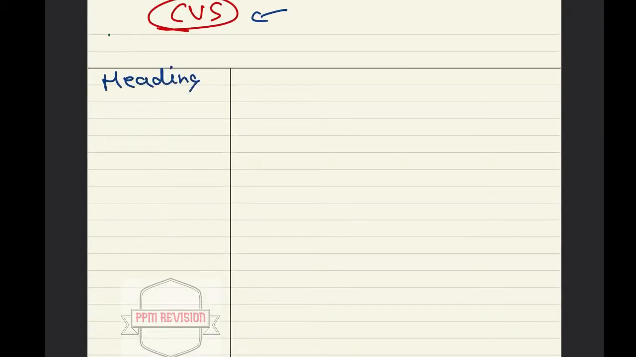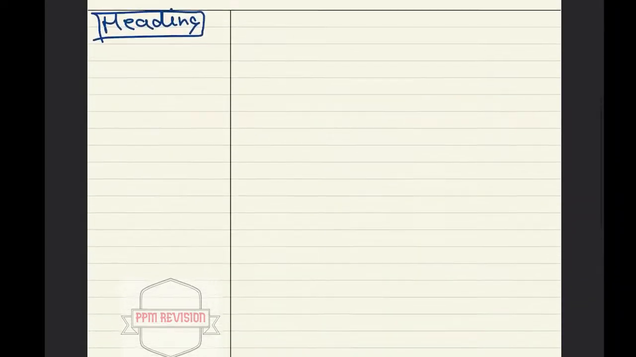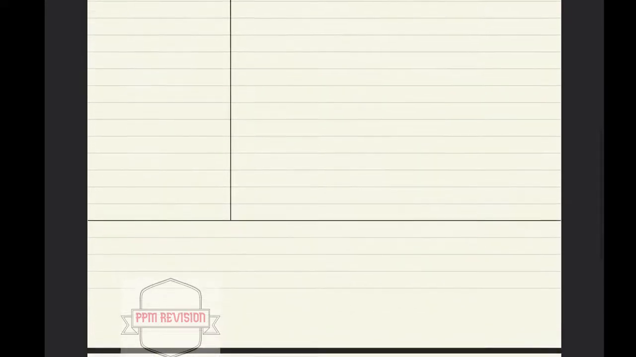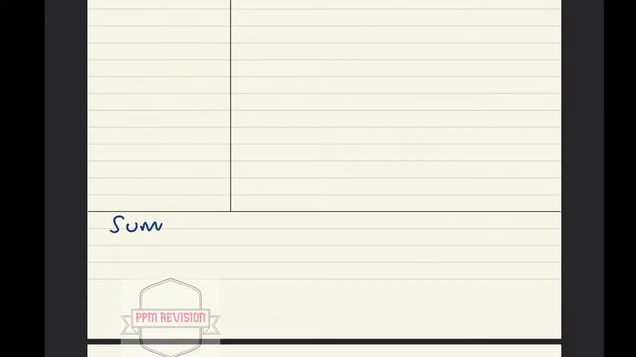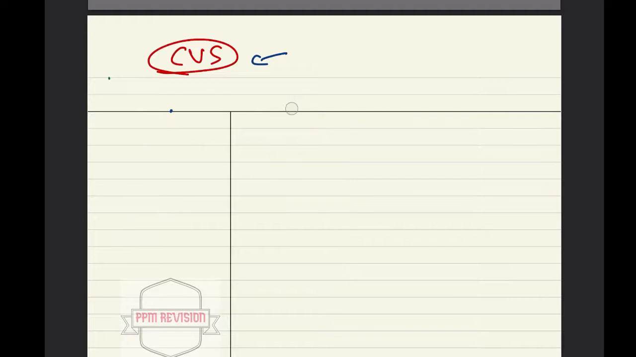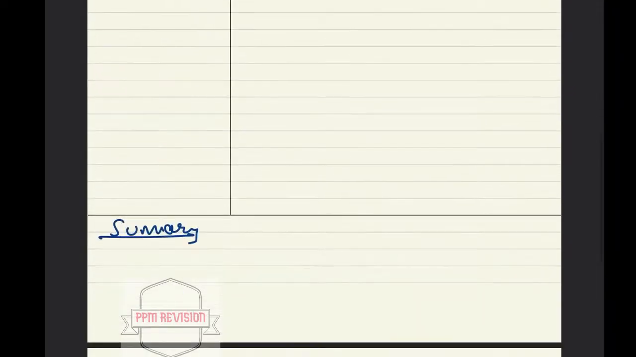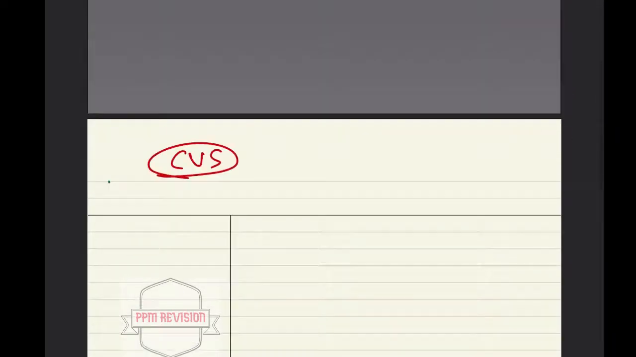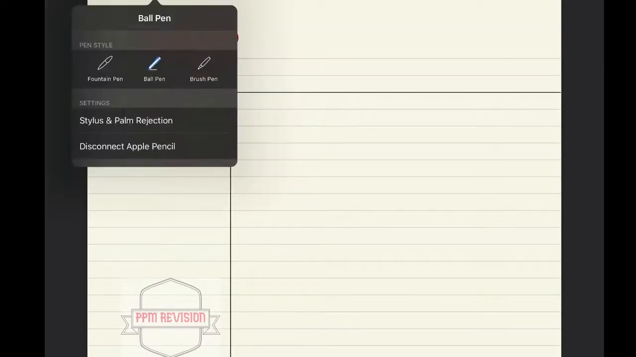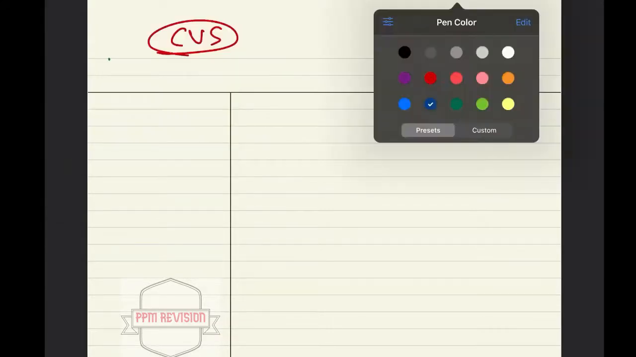This is called Cornell note taking, and here you'll have the main notes, and here there will be the summary to summarize the page. Okay, so now let me erase this and let's get started. Okay, so now we are starting, and I'll take the color red.